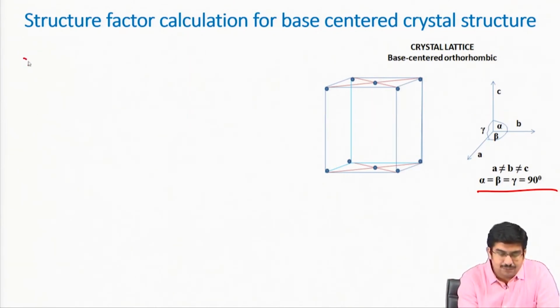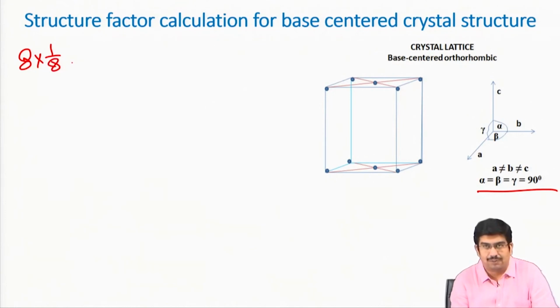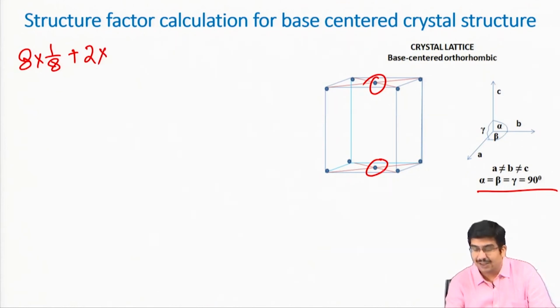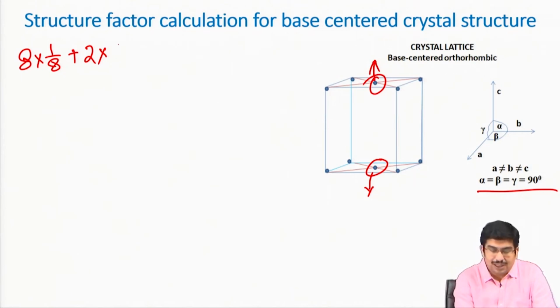One set of atoms is basically forming the corners, again 8 corners, and they are giving 1/8 contribution. Plus I have two different atoms, one here and one here. These two are shared with another unit cell. This one is shared with another unit cell below, and this is shared with another unit cell above. So their contribution will be half.